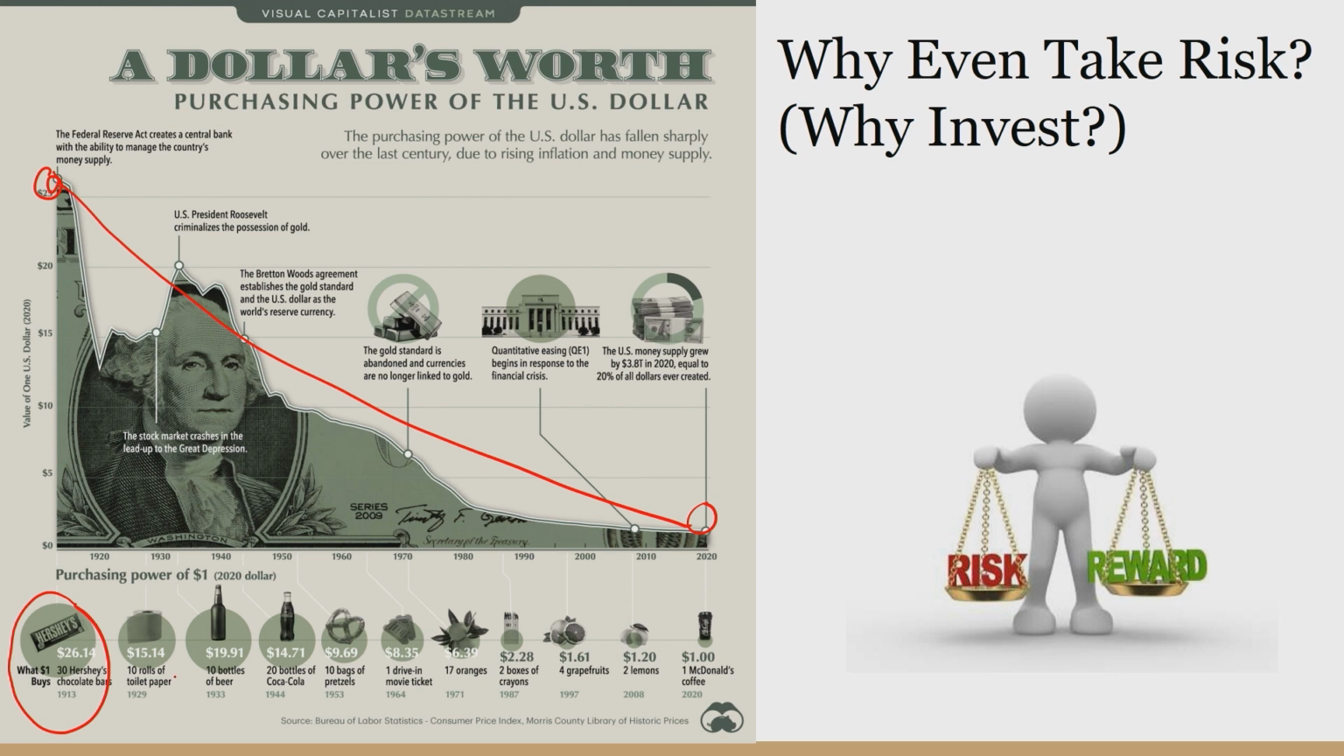In 1929, a dollar bought 10 rolls of toilet paper. In 1933, $1 bought 10 bottles of beer. 1944, 20 bottles of Coca-Cola. Let's move all the way to 2020. What does a dollar buy today? One McDonald's coffee.